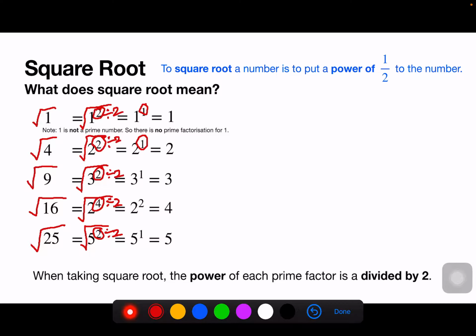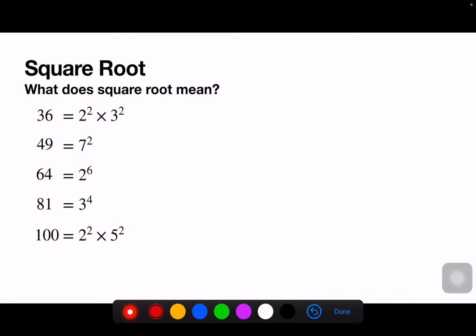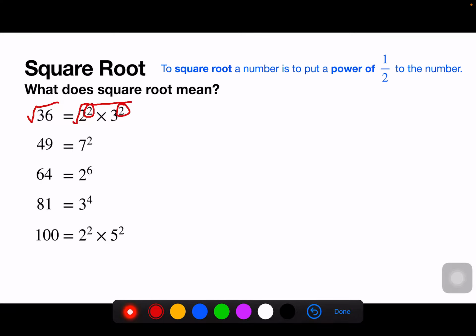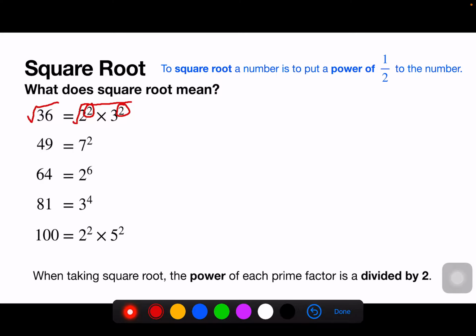Now what about the other bigger numbers? Let's go. Again, these are perfect squares. So when we take the square root of 36, it is the same as taking the square root of its prime factors, the product of its prime factors. So 2 squared times 3 squared, and each of these powers, we are going to divide by 2. Remember guys? So what happens when we divide 2 by 2?